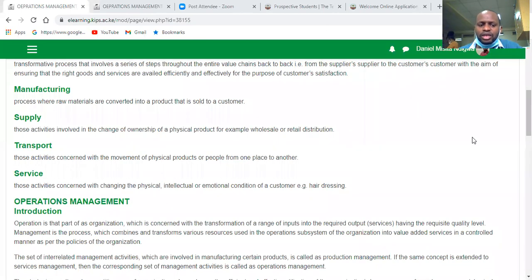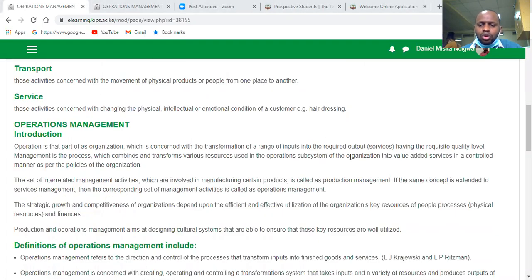Then the other thing that we'll talk about today is operations management. So what do you understand when somebody says operations management? This is that part of the organization which is concerned with transforming a range of inputs into the required output or services through a conversion process.